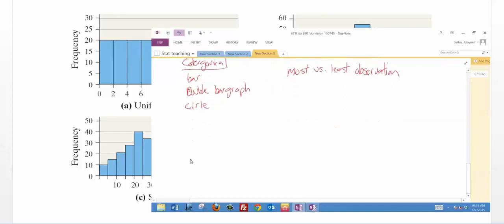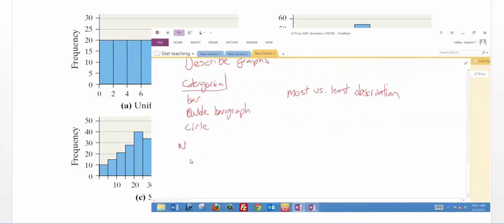Okay. With numerical, so far we've seen histogram, we've seen stem and leaf, and we've seen dot plot. There's a lot more we can describe with numerical data. We can talk about its center, which we're going to get to in a future section. We can talk about anything unusual. We can talk about its shape and its spread.